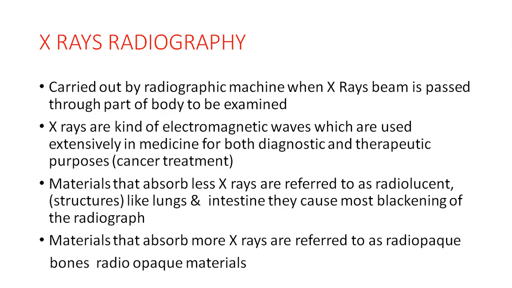So X-ray radiography is carried out by a radiographic machine, commonly called the X-ray machine, which consists of various parts, and an X-ray beam is passed through the part of the body to be examined and the image is taken.